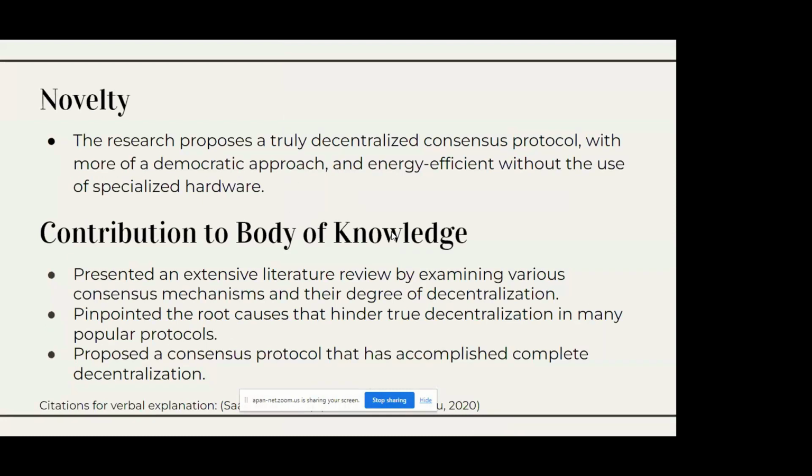And when discussing the contribution, we have done an extensive literature review by examining various consensus mechanisms and their degree of decentralization, and pinpointed root causes that hinder the true decentralization of many popular protocols, and also we have built this truly decentralized consensus mechanism.